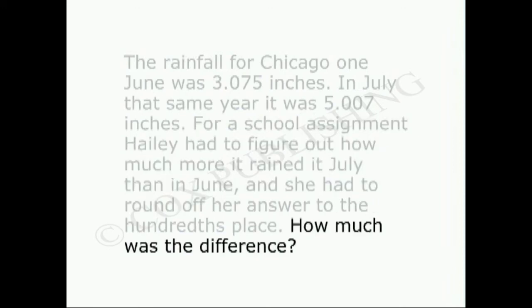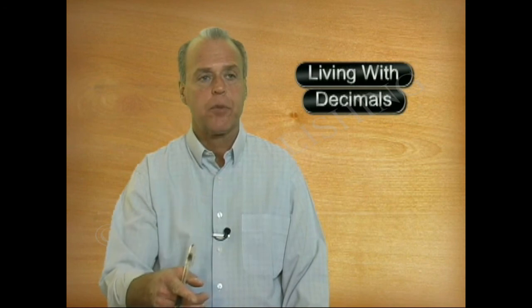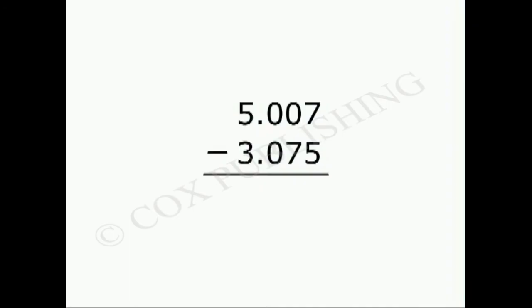How much was the difference? Irving, can you solve this one? Yep, you bet I can. It's just a simple subtraction problem. I have to subtract 3 75/100 from 5 7/7 to find the difference. After borrowing and subtracting, I get 1 932 thousandths.